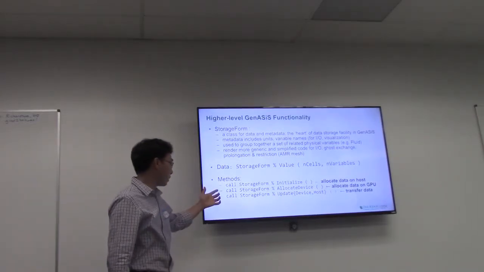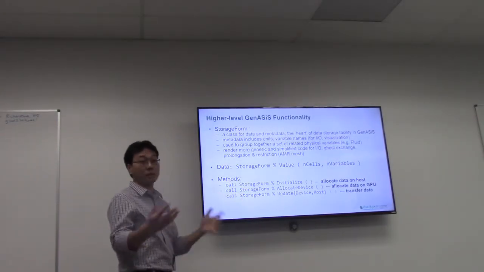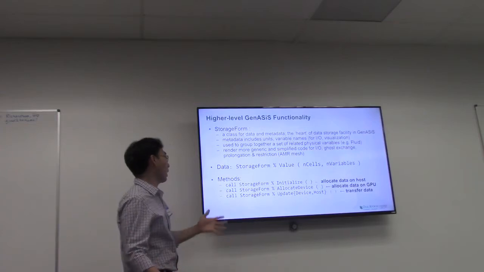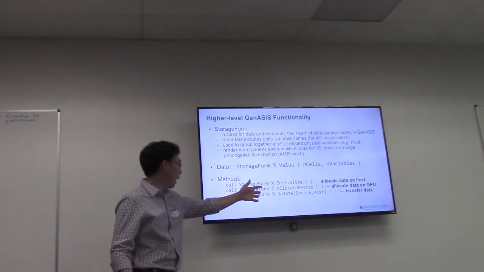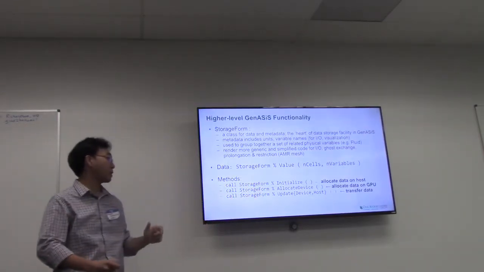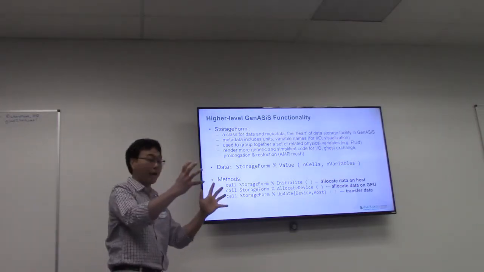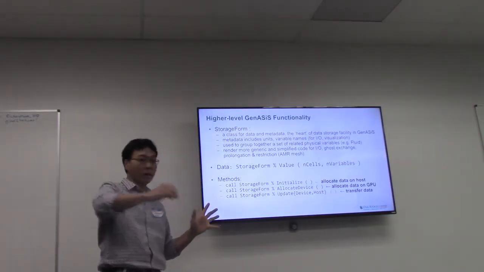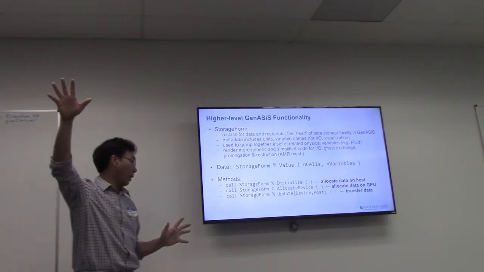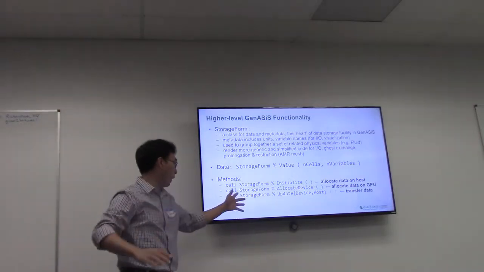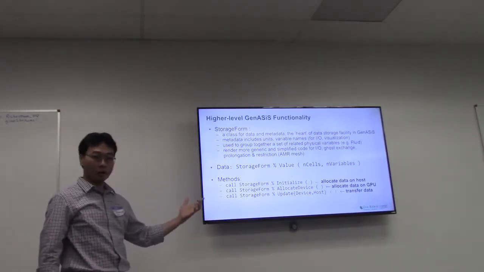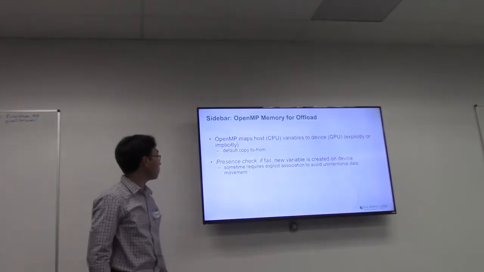Some of the methods here: we have initialization, which just allocates data on the host. Then for this group we add allocate device, which basically takes the form of that data on the host and allocates the same layout on the GPU. And then we add update device host as a method.